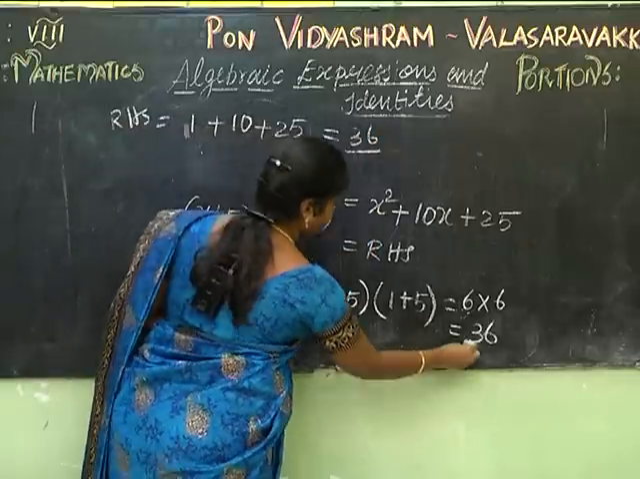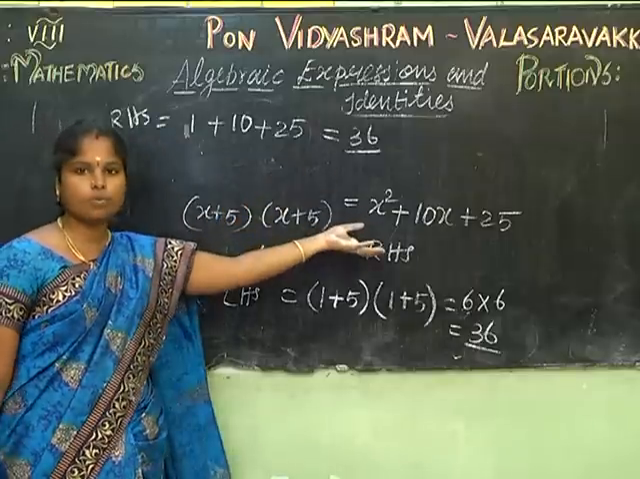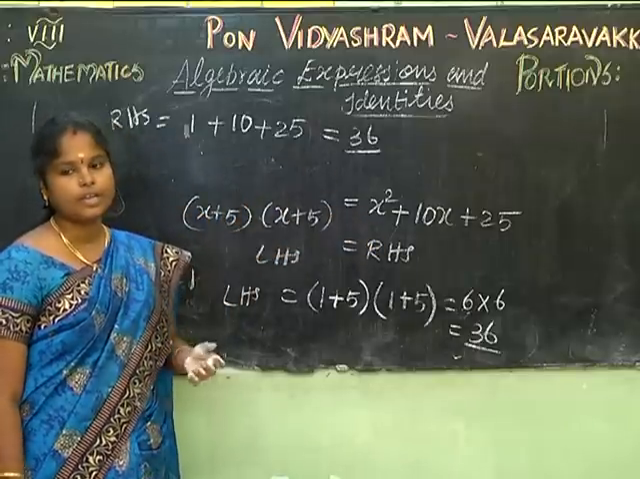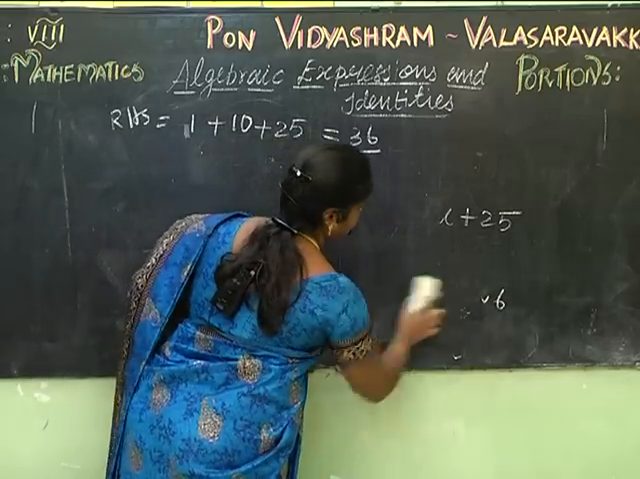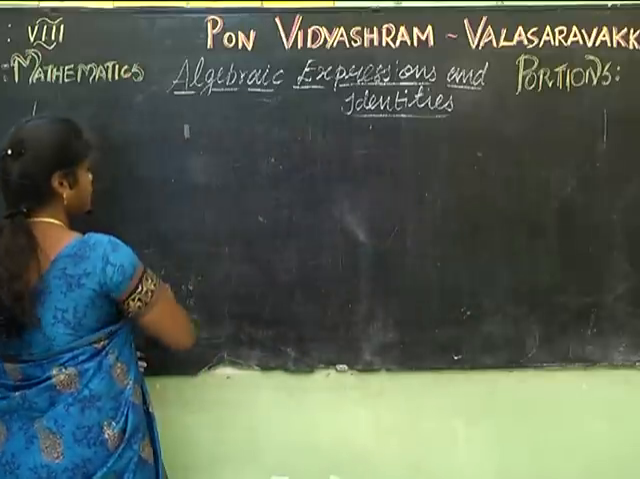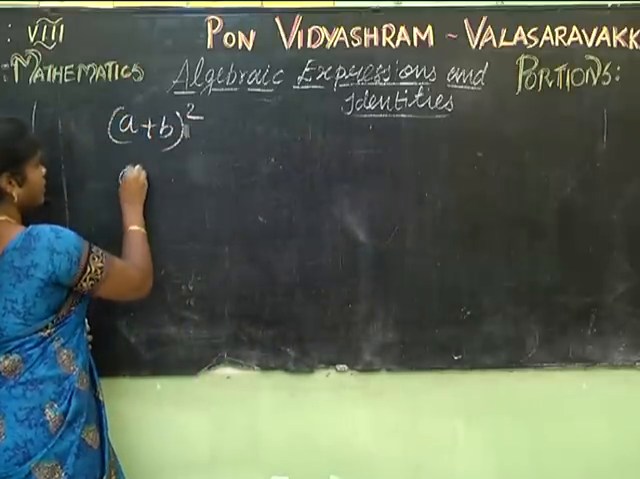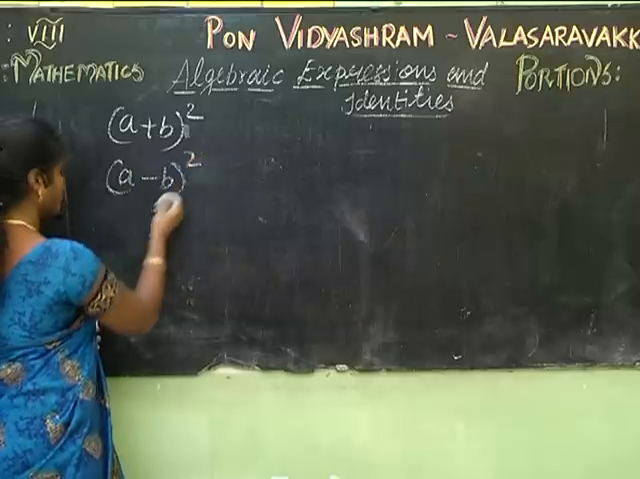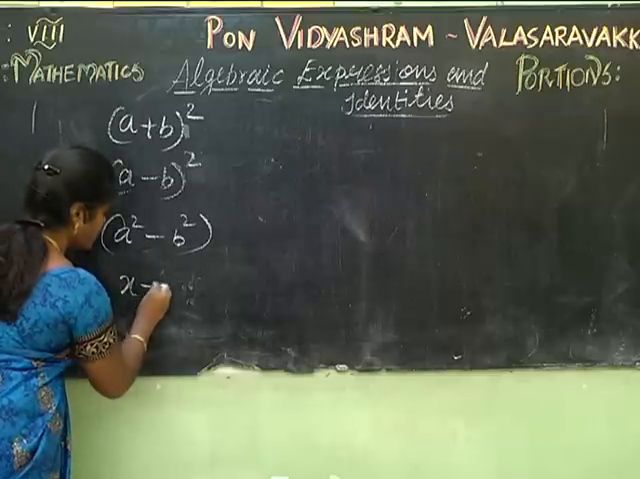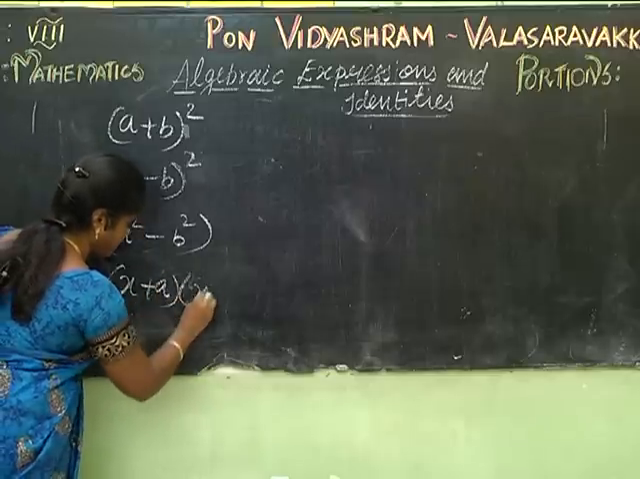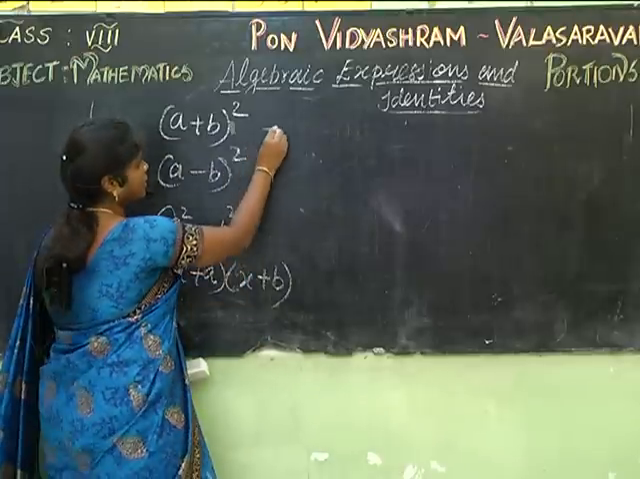Check the value of LHS and RHS. So both are the same. So this type of equality is called an identity. In this class we are going to see 4 types of identity. One is a plus b the whole square. Another one is a minus b the whole square. Then a square minus b square, and the last one is x plus a into x plus b. These are the 4 identities which we are going to learn now.